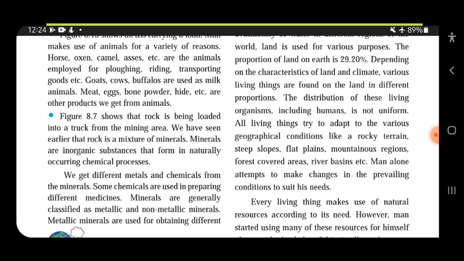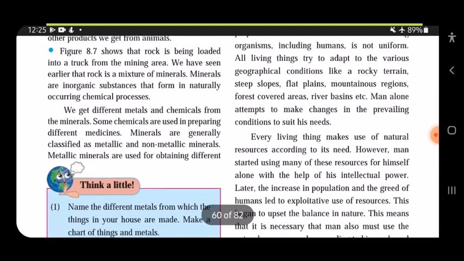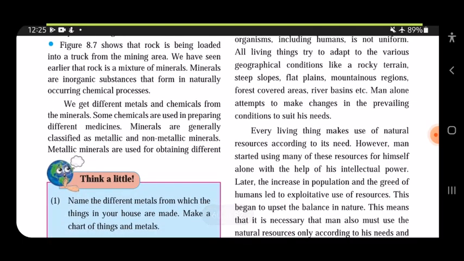Depending on the characteristics of land and climate, various living things are found on the land in different proportions. The distribution of these living organisms, including humans, is not uniform. All living things try to adapt to the various geographical conditions like rocky terrain, steep slopes, flat plains, mountainous regions, forest covered areas, river basins, etc. Man alone attempts to make changes in the prevailing conditions to suit his needs. So man keeps changing things to suit the climate.